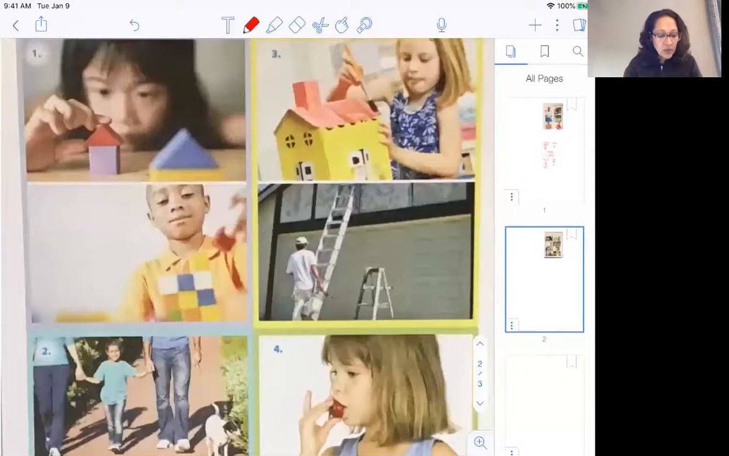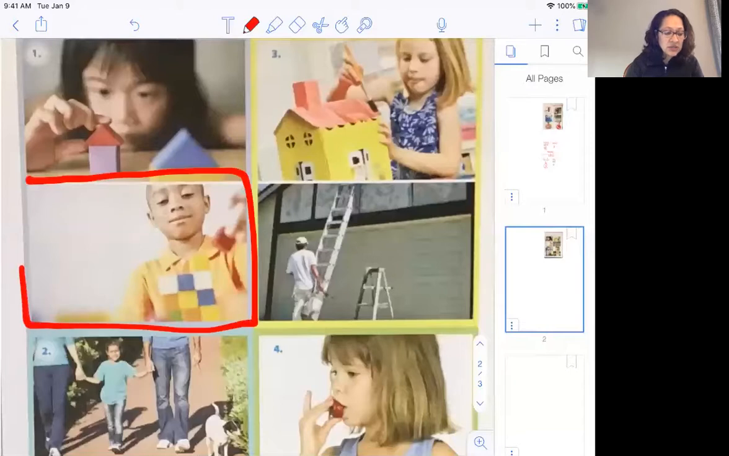And the little boy on the bottom of her, you see the little boy, this one down here? He's building a structure too. And his structure is a little bit bigger, right? It's taking a little bit more time to build it. So what do you think, boys and girls? Do you think the little boy took more time to build his structure? Or do you think the little girl took longer time to build her structure?